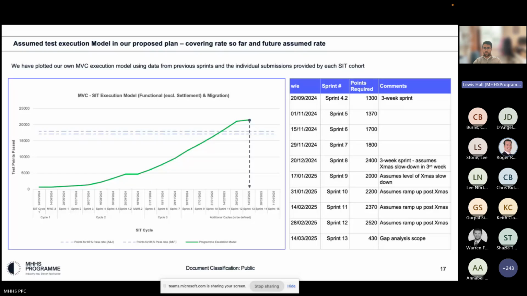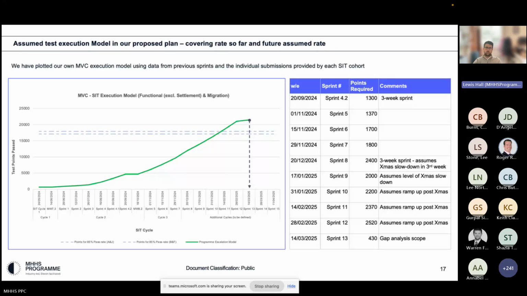We then have that first sprint after the new year, where the level of points per week increases slightly, but not anything too drastically. And then after that, we assume that teams are back up to full speed after the Christmas period, and there's a bit of a ramp up and a race to the end. And as I mentioned, you've got that gap analysis sprint in sprint 13, which is only at the moment 430 points around about there. So there is capacity in that sprint should it be required. And if we assume that participants are operating around the 2,000 points per sprint mark, then there is capacity there should it be needed to finalise those tests in cycle 3 without causing any implications to the plan.